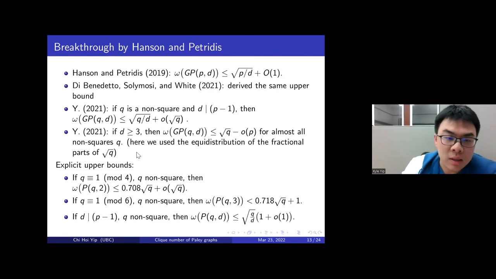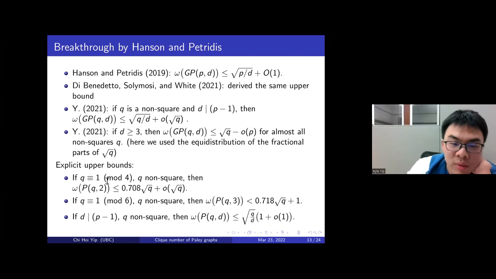Okay, and if you prefer a more explicit upper bound, here are some explicit upper bounds. If Q is congruent to 1 modulo 4 and Q is a non-square, then we can consider the Paley graph, so this is just the Paley graph P(Q). And we can improve the trivial upper bound square root Q to 0.708 square root Q, plus some lower order term.